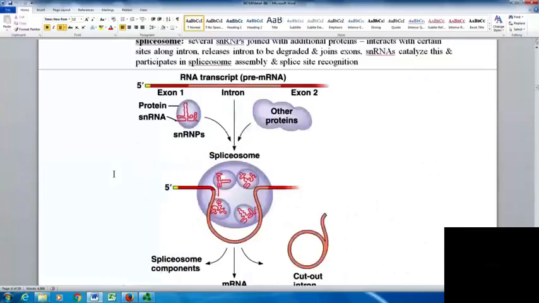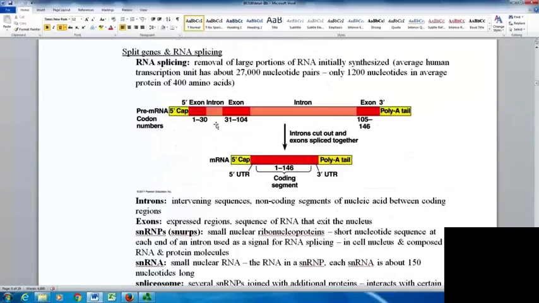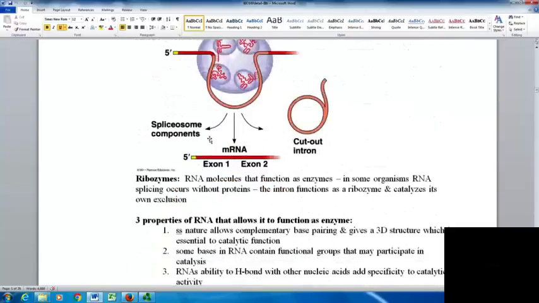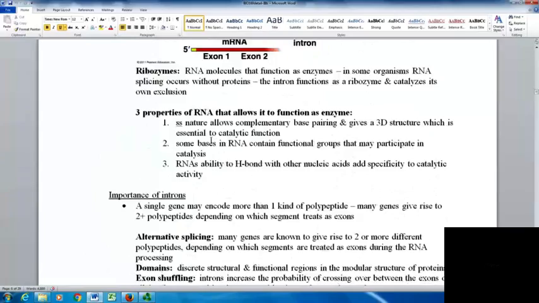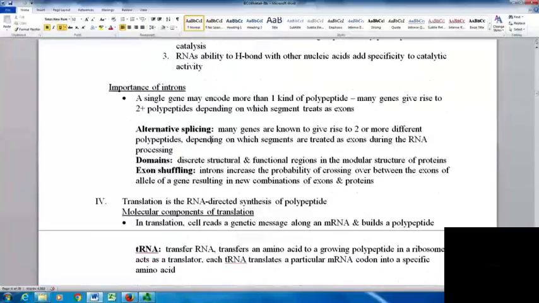So if we go back up and look at this piece here, with alternative splicing, you may take the first and second section. You could take the first and third section. You could take the second and third section. You could take all 3. Those would all be alternative ways that this could be spliced together. So alternative splicing gives you 2 or more different polypeptides.